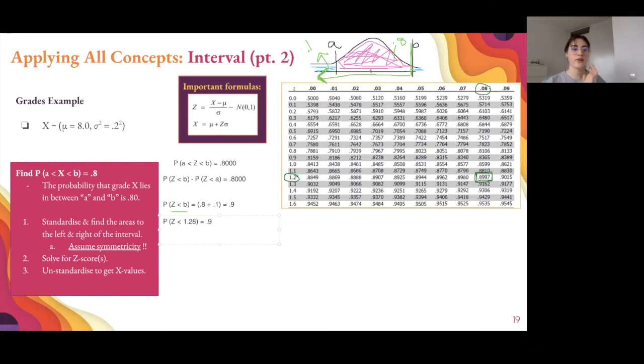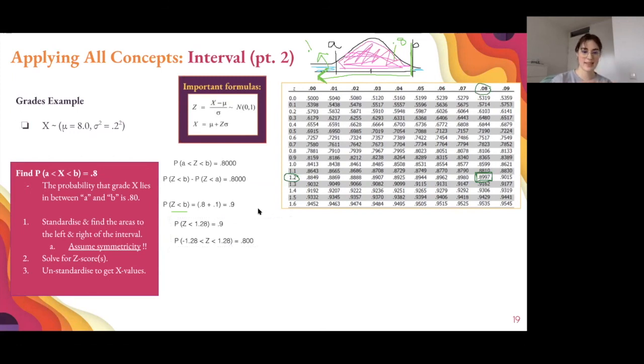So now that we know that A is equal to negative 1.28 and B is equal to positive 1.28, we can say that the probability that Z is in between negative 1.28 and positive 1.28 is equal to 0.8, which is exactly what we were trying to find. So we found negative 1.28 and 1.28 as our relevant z-scores for this interval.